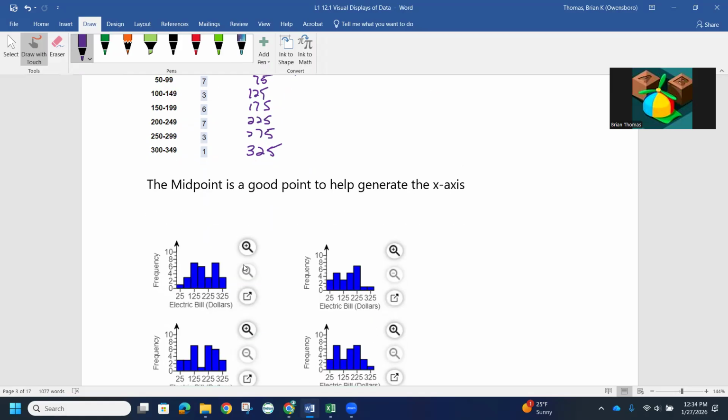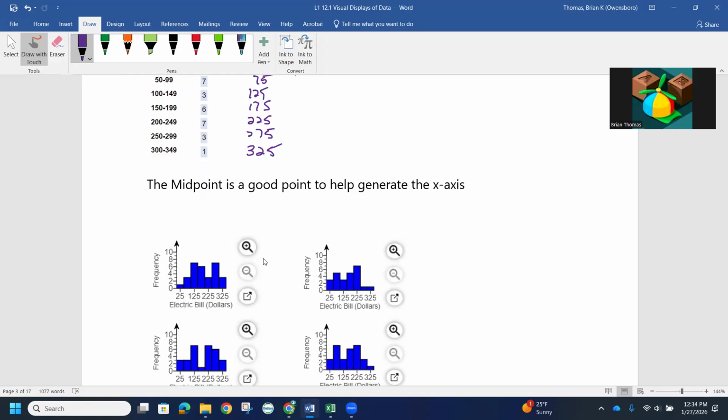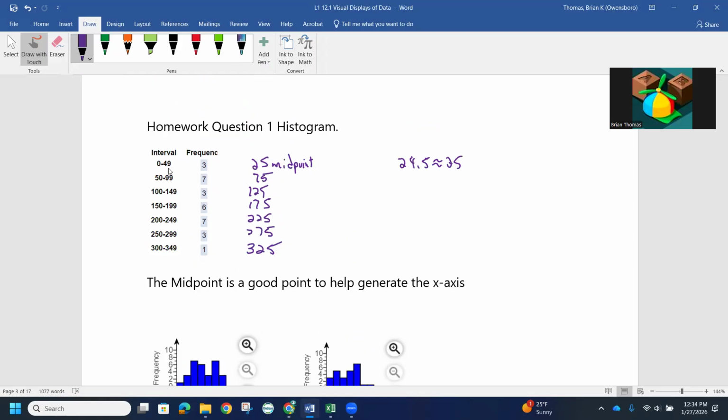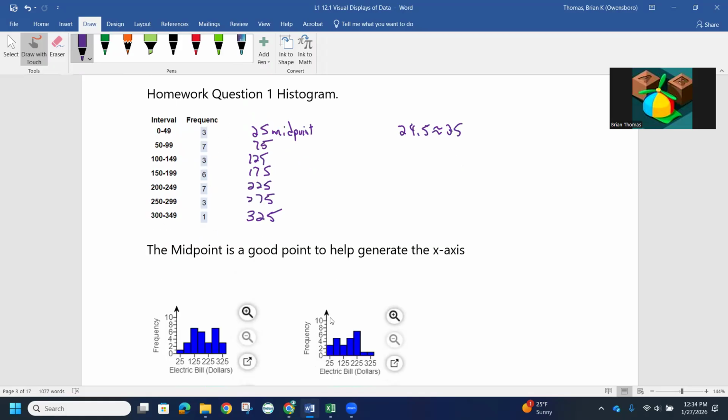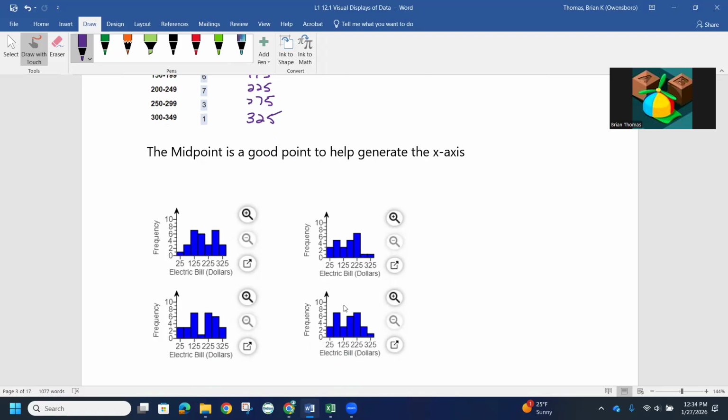So again, your histograms, notice how the bars actually touch. They're continuous in that fashion. But notice how the x-axis was the midpoints, but the y-axis was the frequency. So, but instead of using the 0 to 49, they actually used the midpoint of 25. So that's where those numbers were coming from. But notice how that does match the frequencies here. So we do see that happening there.